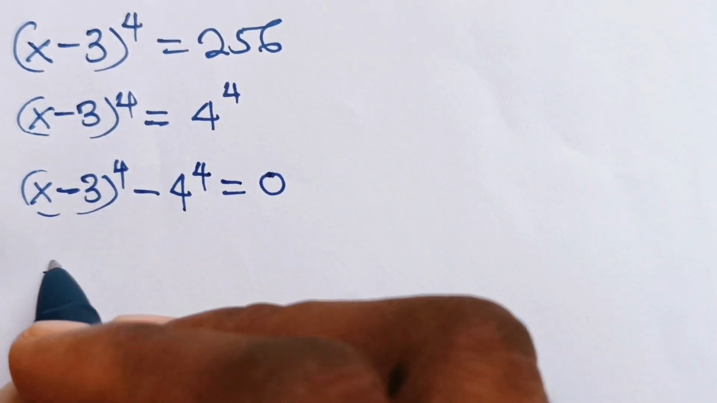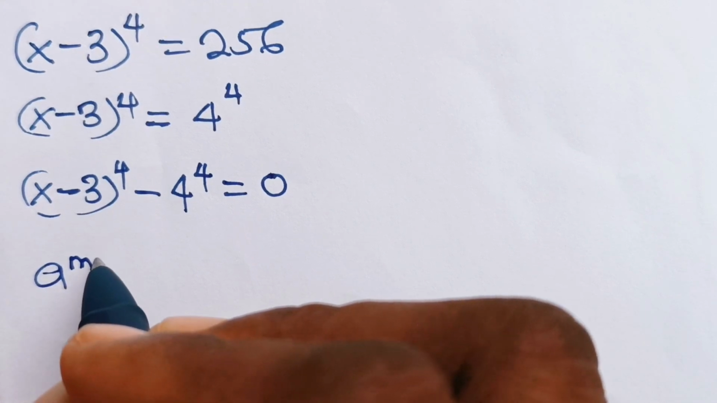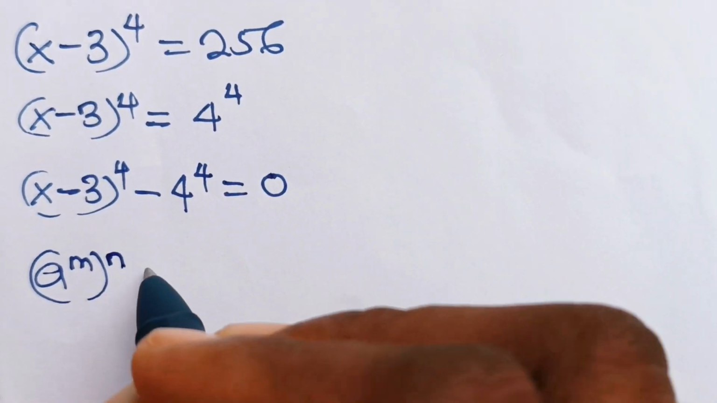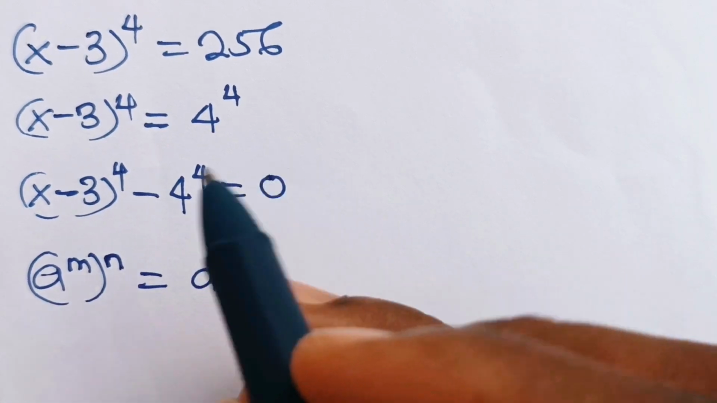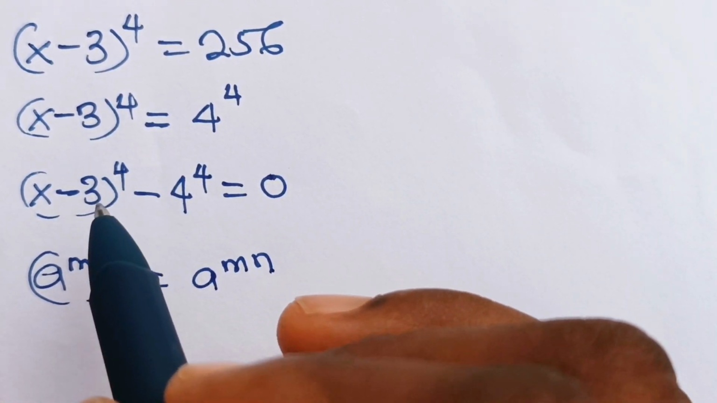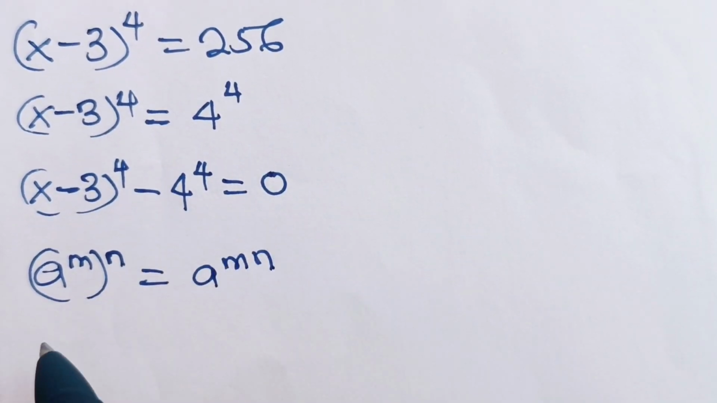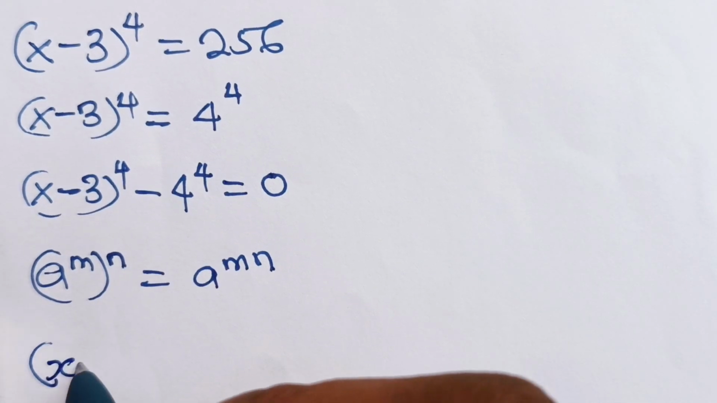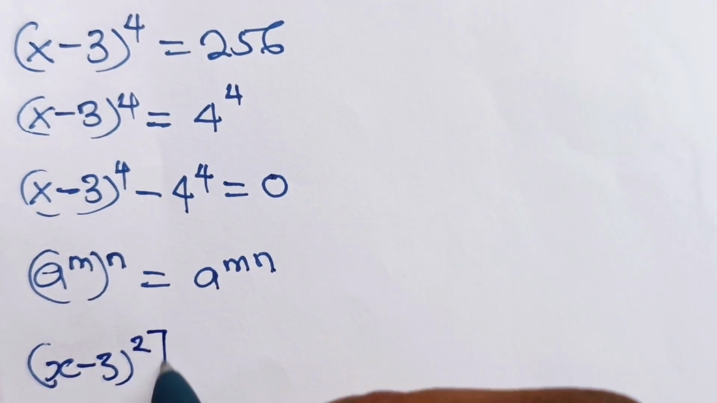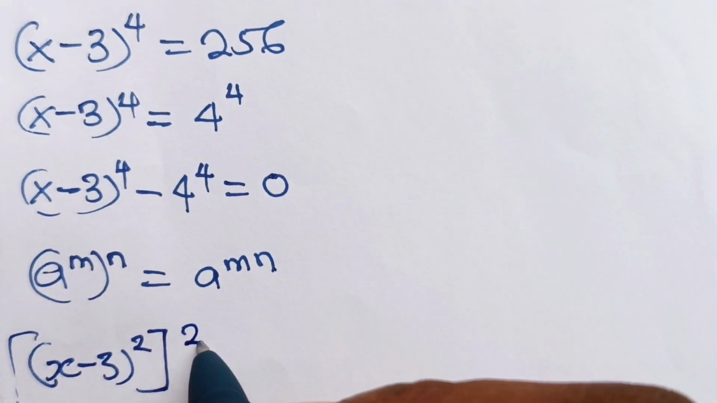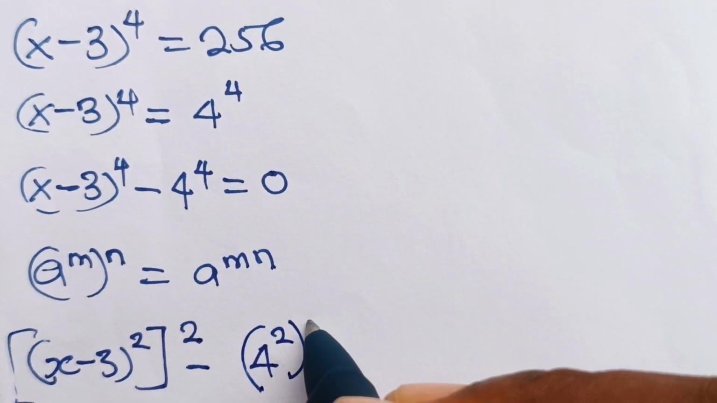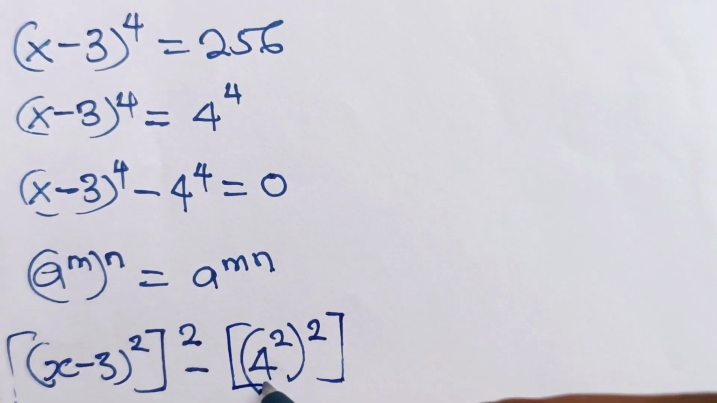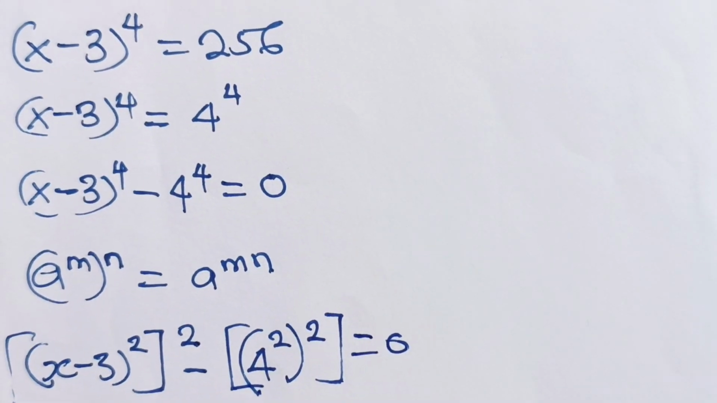Now recall that (a^m)^n is equal to a^(m×n). So that simply means we can actually express 4 as a product of its factors, okay? So we can write ((x − 3)^2)^2, right? Minus (4^2)^2 is equal to 0.